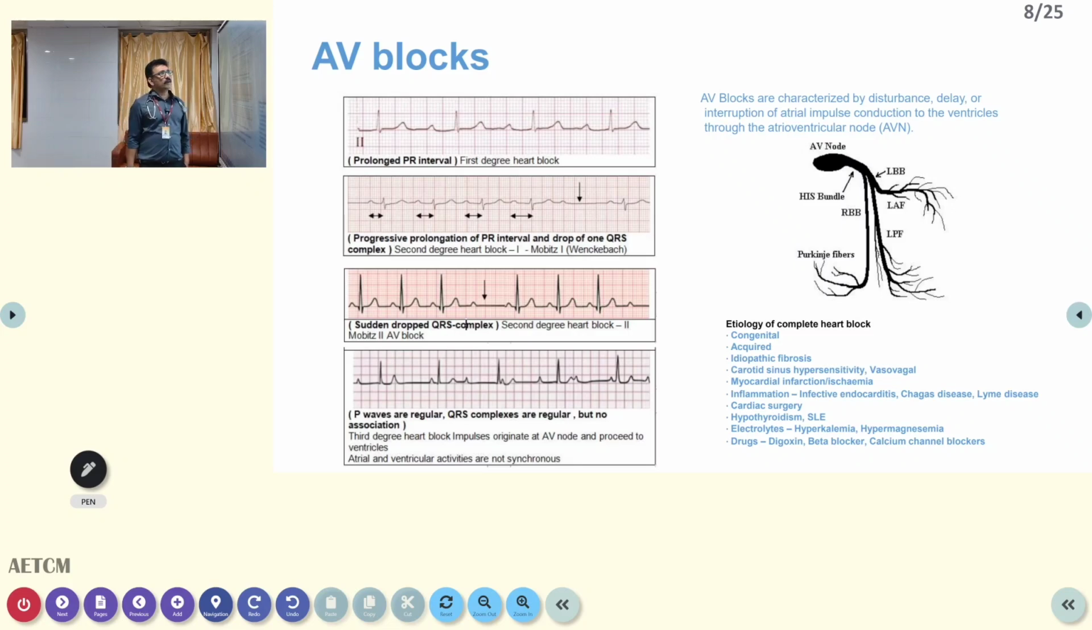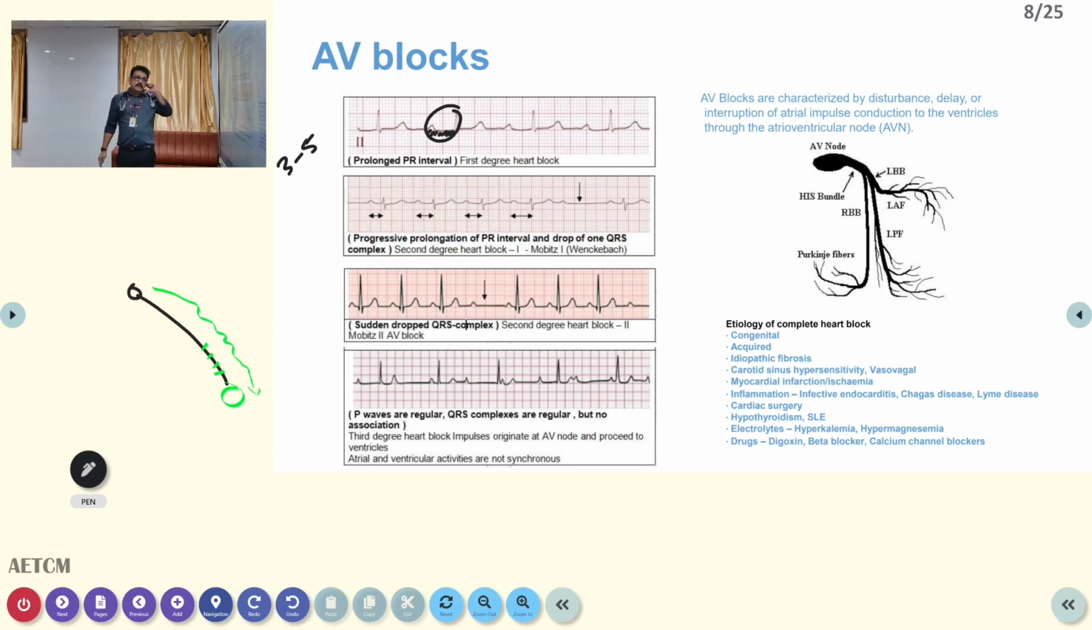So, AV blocks. Here you can see first degree heart block is a prolonged PR interval. Normal PR interval is 3 to 5 small squares. Here it is 1, 2, 3, 4, 5, 6, 7, 8, 9, 10 small squares between that P and QRS complex. So it is very high. That shows some problem in the bundle of His or AV node. Normally conduction happens without any problem. If there is a small problem here, the conduction will be slightly delayed, take more time. So the PR interval will be prolonged.